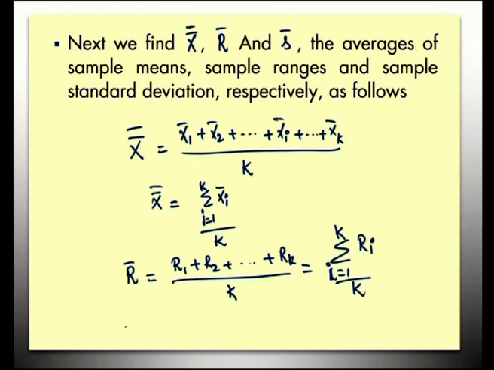Similarly, S bar is calculated as the summation of Si, i equals 1 to k, divided by k. After calculating x bar bar, R bar and S bar, we have to set up the control limits. Control limits in the sense UCL, LCL and CL.